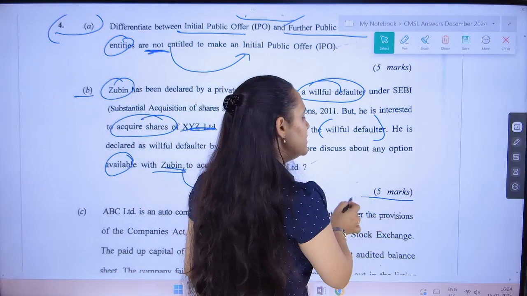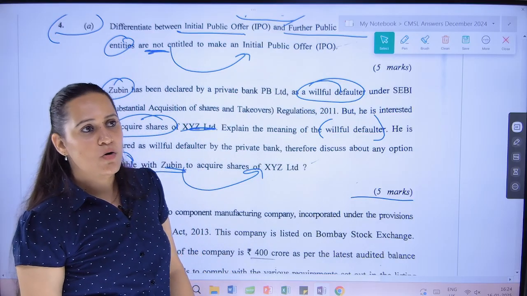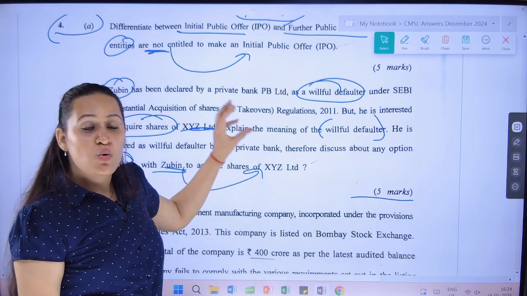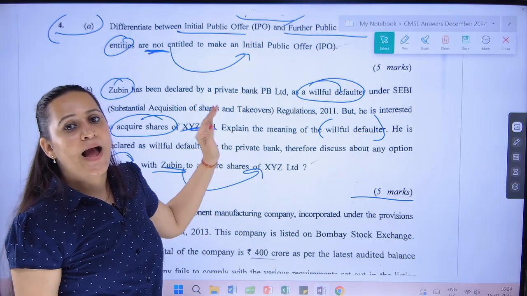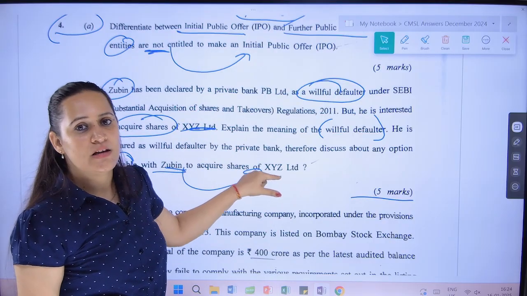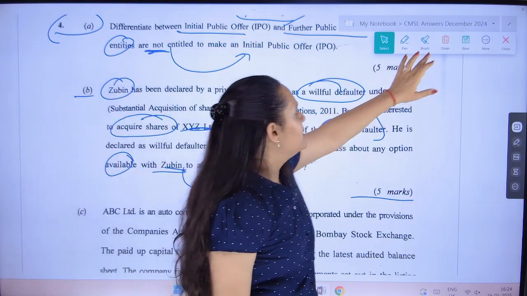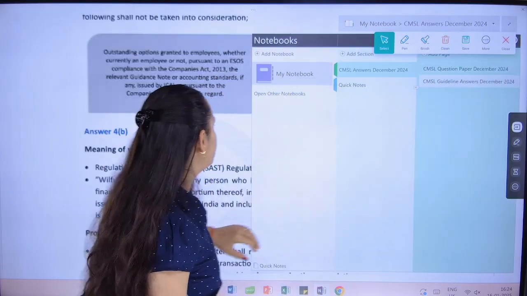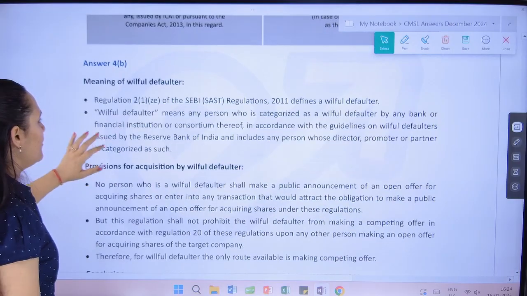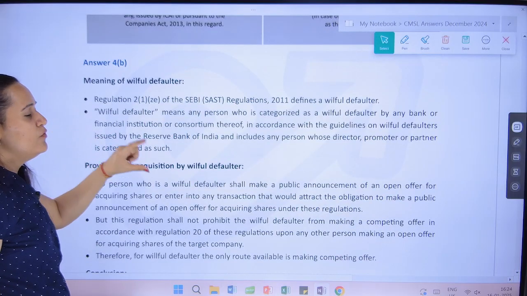Again, it is for 5 marks. You have to write a detailed answer about who are willful defaulters, who are eligible for making the acquisition, and here, because he is a willful defaulter, what option he has if he wants to make the acquisition. Okay, these are the points that you have to write. Let's see. 4b, you have to first give a meaning of willful defaulter.